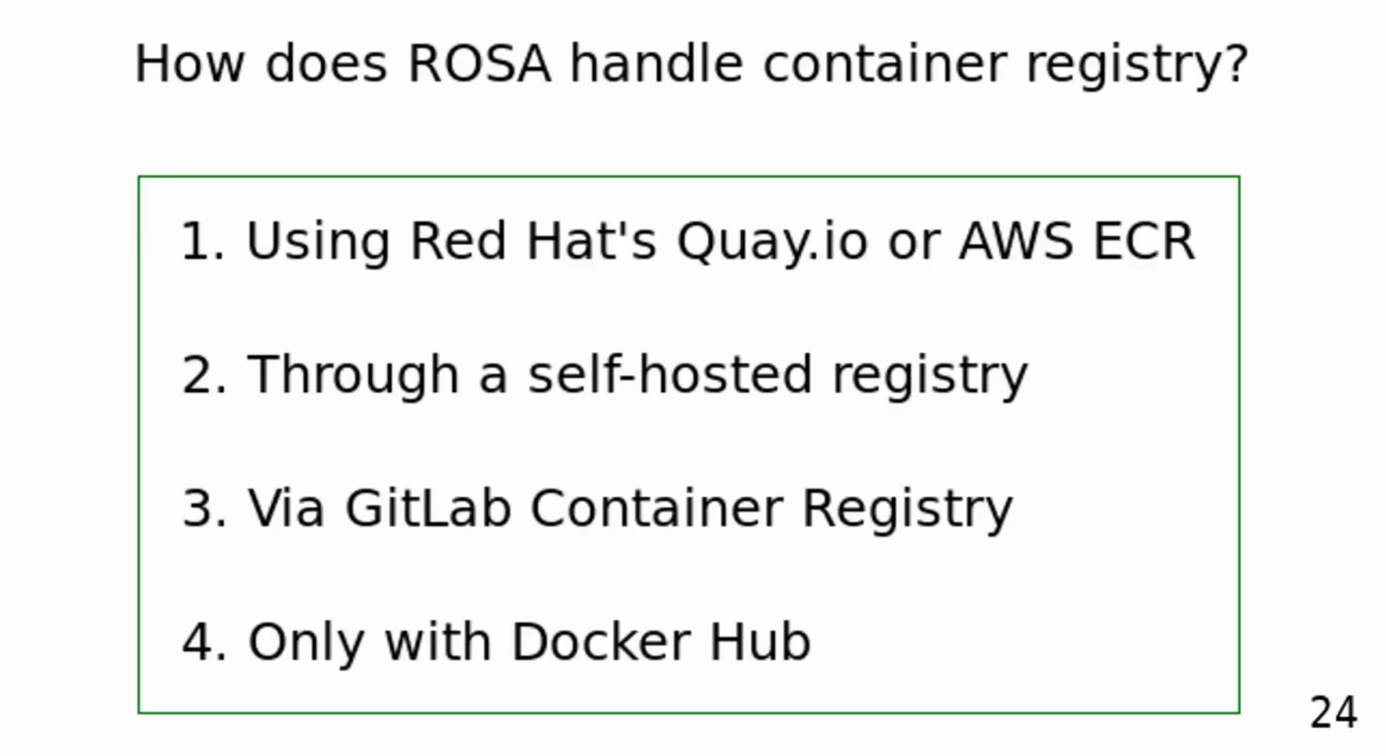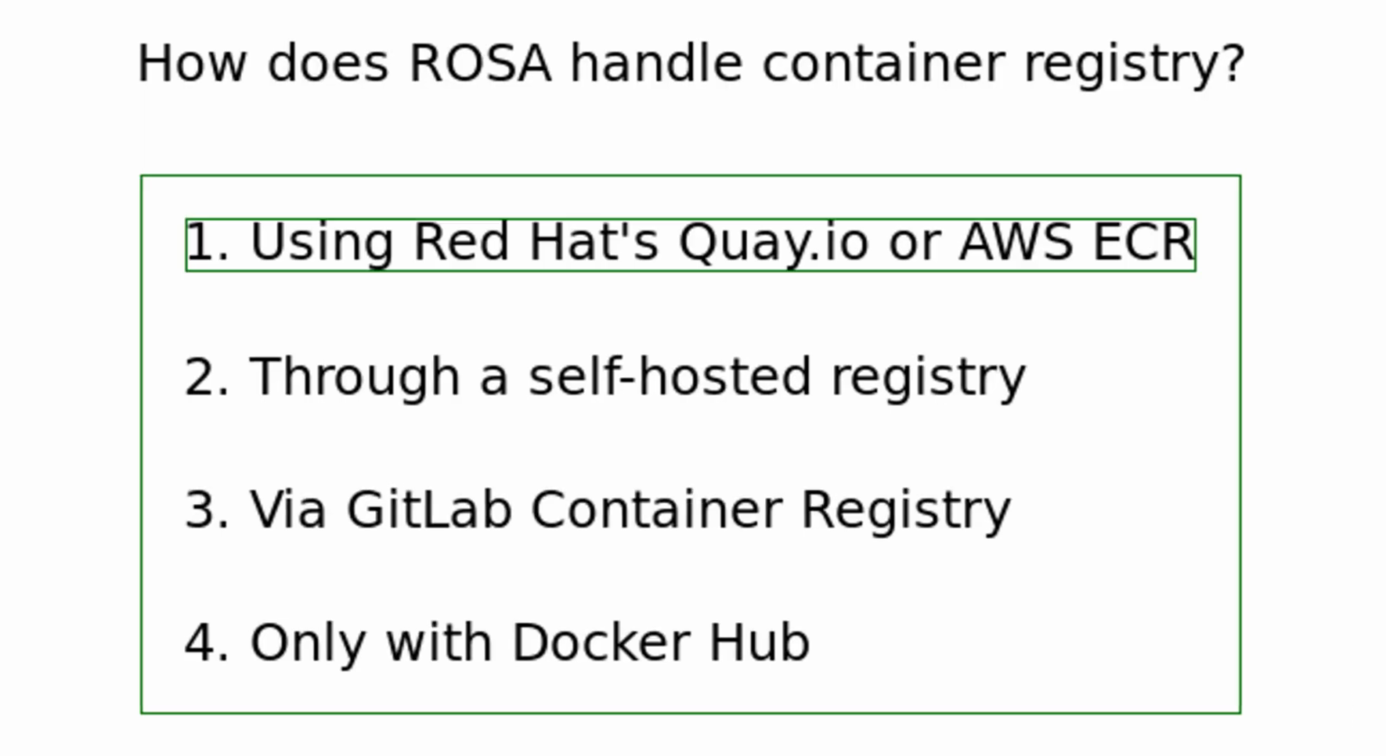How does ROSA handle container registry? Using Red Hat's Quay.io or AWS ECR. Through a self-hosted registry. Via GitLab Container Registry. Only with Docker Hub. ROSA can use Red Hat's Quay.io or Amazon Elastic Container Registry for storing and managing container images.